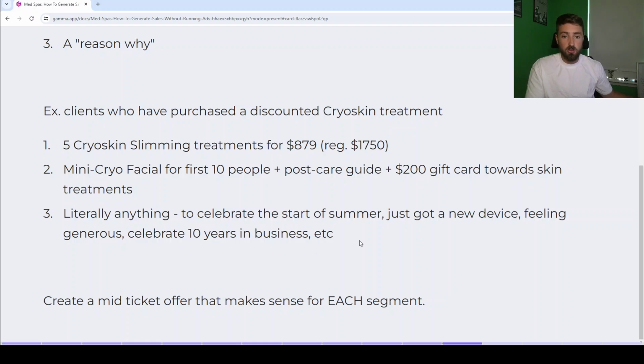It can be to celebrate the start of summer. You just got a brand new device. You're feeling generous, to celebrate 10 years in business, etc., etc. It really doesn't matter what the reason why is, but it is important to have one, just so that it looks like the promotion has a purpose, right?